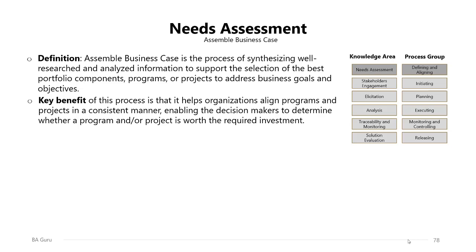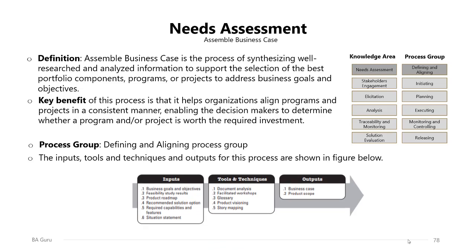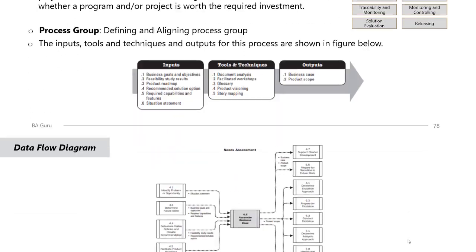So the business case actually is the project artifact or the program artifact, which will answer the question why we are having this project or why we want to create this product. It's part of the defining and aligning process group. The inputs, tools, techniques, and outputs for this process are shown in the figure below. We will have 6 inputs, 5 tools and techniques, and 2 outputs, the business case and the product scope, which will be used in the following process to develop the project, program, or portfolio charter.